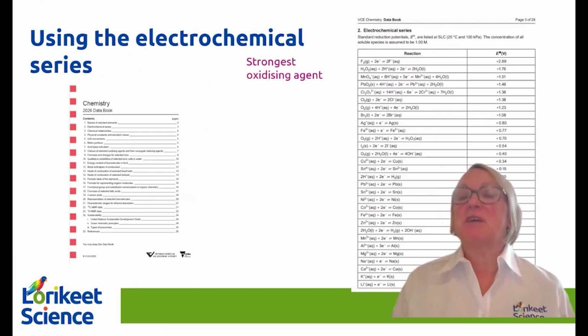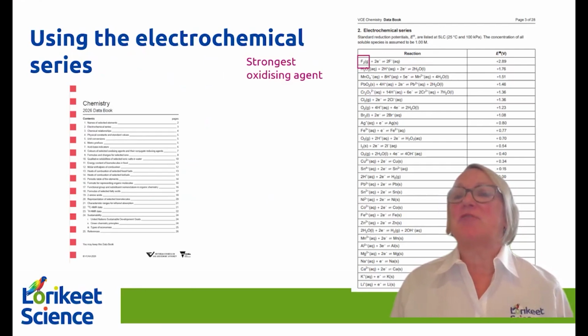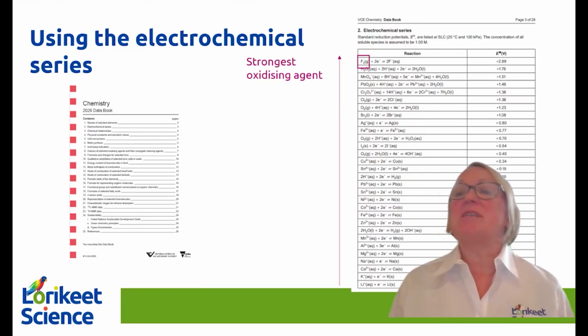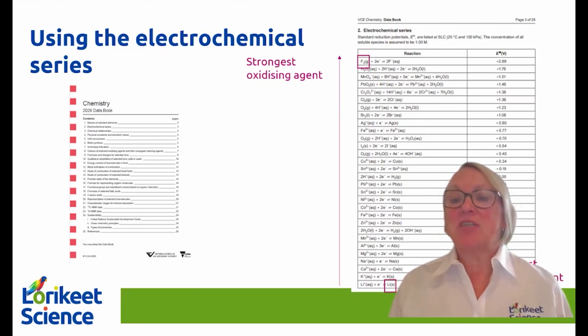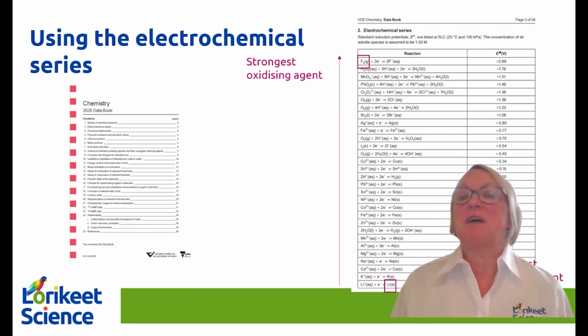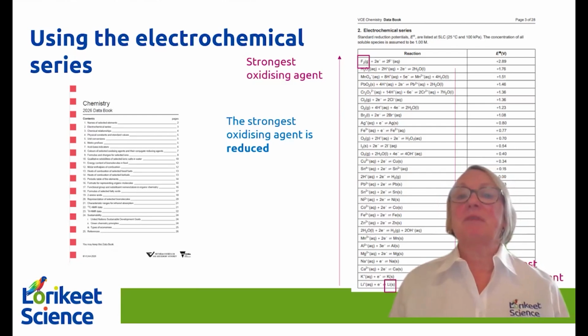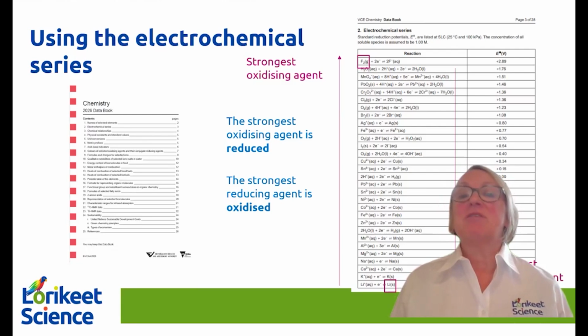So the strongest oxidizing agent is fluorine gas. It's on the left-hand side of the electrochemical series. Going up the left-hand side is increasing oxidizing strength. The strongest reducing agent is lithium solid, and that's found on the bottom right of the electrochemical series. And as you go down the electrochemical series on the right, you have increasing reducing strength. The strongest oxidizing agent is reduced, and the strongest reducing agent is oxidized.